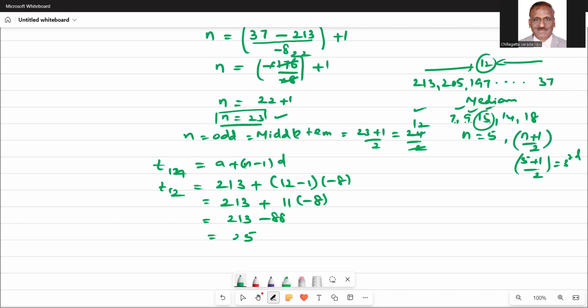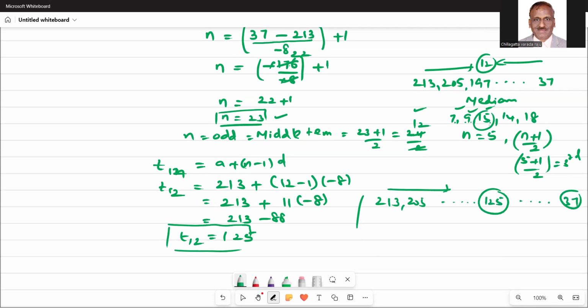And 10 minus 8, 2. And 1. So 125, the 12th term will become the middle term among the terms which are given to you, 213 and 205. Like that, if you write, the 12th term is 125. Okay, if you write like this, 37. So from here to here, this will become the middle term.